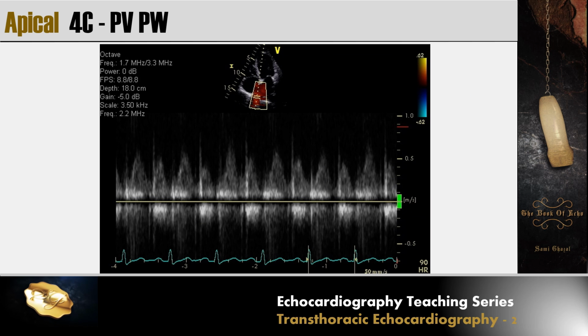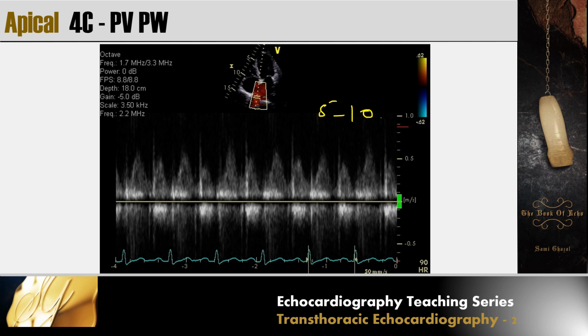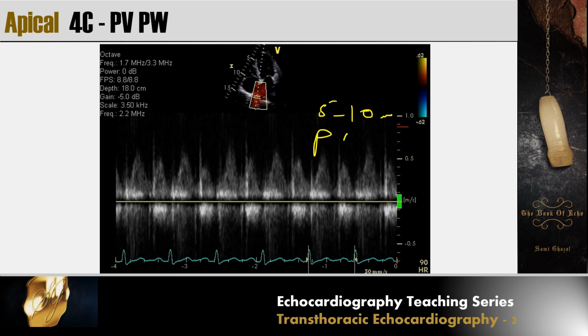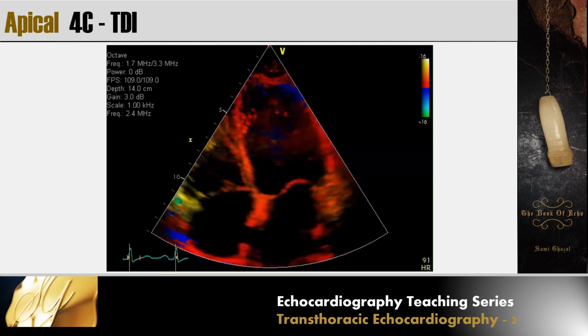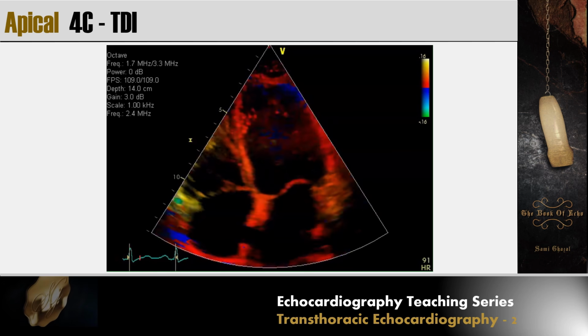Next, you adjust your sample volume around 5 to 10 millimeter deep within the pulmonary vein, the right upper pulmonary vein, and acquire the pulmonary venous flow, as you can see here. Next, we'll acquire a tissue Doppler imaging of both RV and LV.